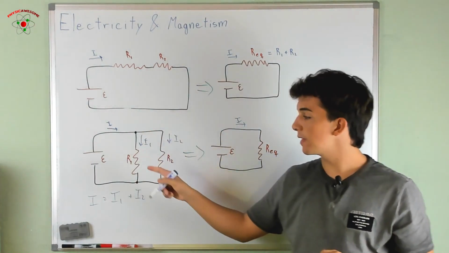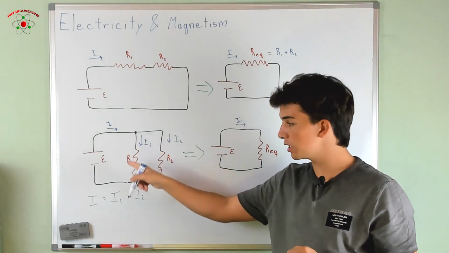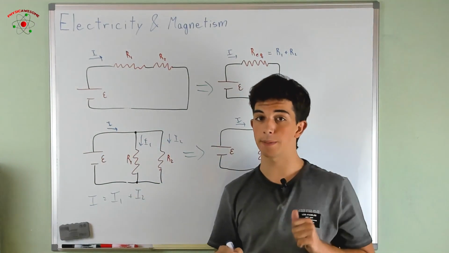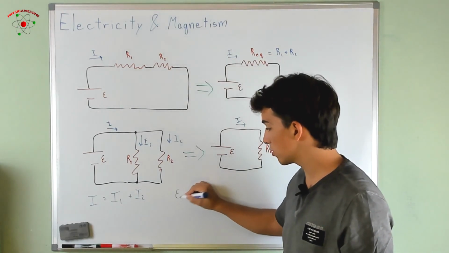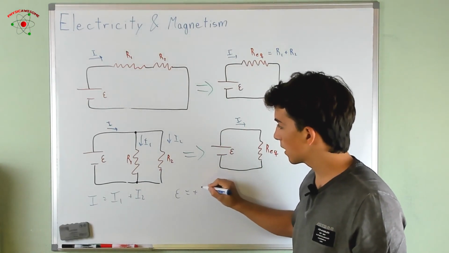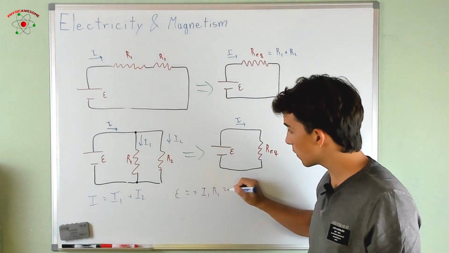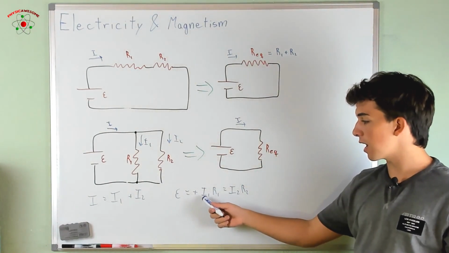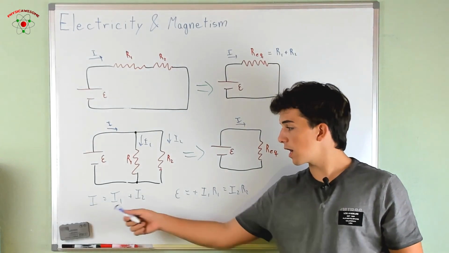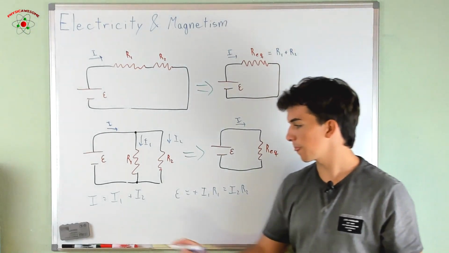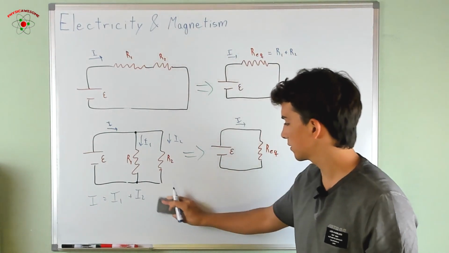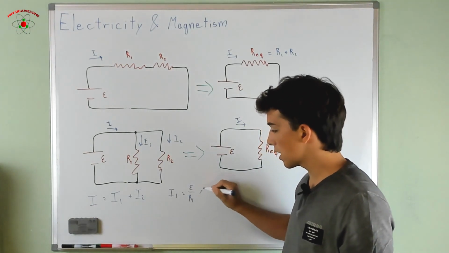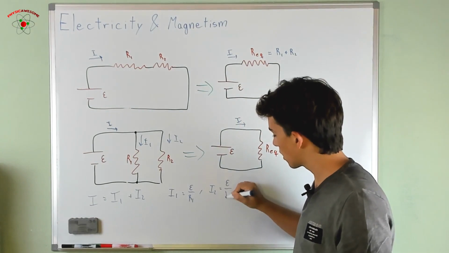Moreover, we know that the change in voltage from this point to this point is the same as the change in voltage from this point to this point, and it's in fact equal to epsilon. Therefore, epsilon equals I1 R1 and equals I2 R2. Therefore, we can solve for I1 and I2 in terms of epsilon and R and substitute them in this expression. What that gives us is that I1 equals epsilon over R1 and I2 equals epsilon over R2.